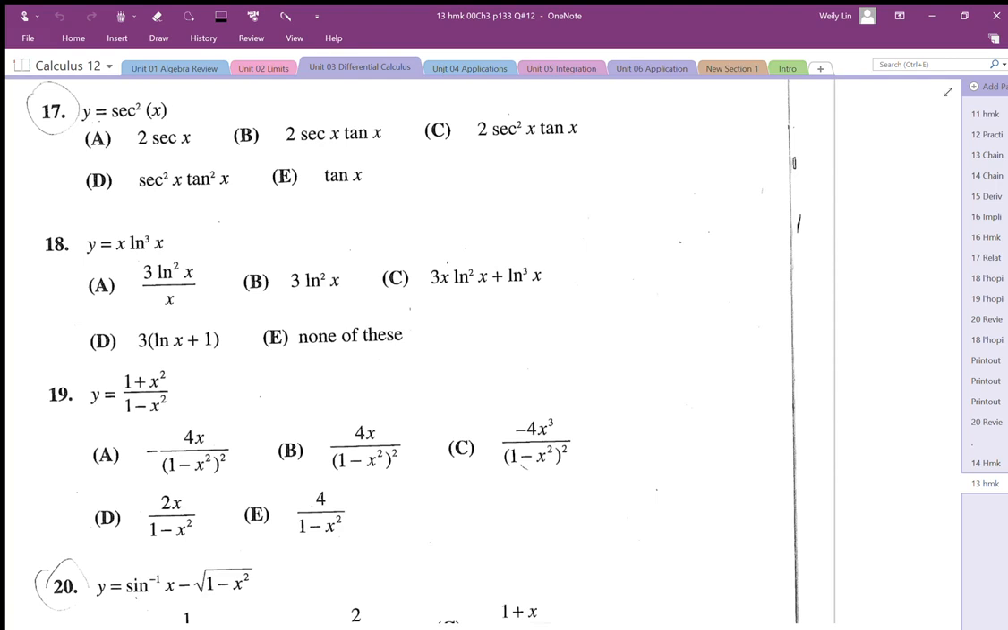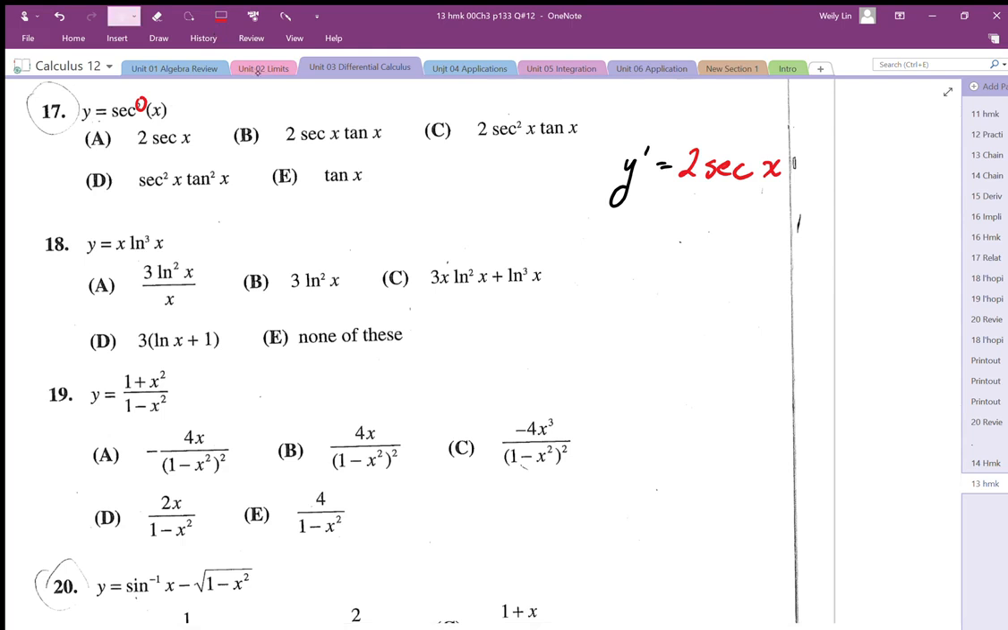Number 17, we want to differentiate y equals secant squared x. So to do this, we want to apply the chain rule. When I differentiate the secant squared, I have to identify the outside function. The outside function is a squared function, so I need to differentiate that first. Power 2, keep the inside the same, and reduce the power by 1. So this stays secant, and we have it to the power 1.